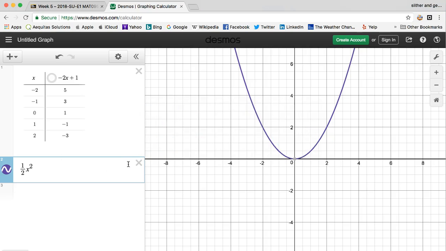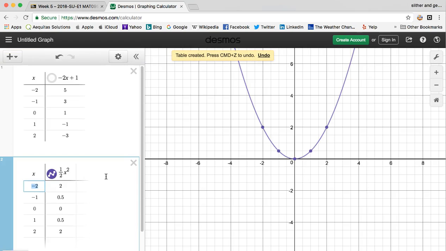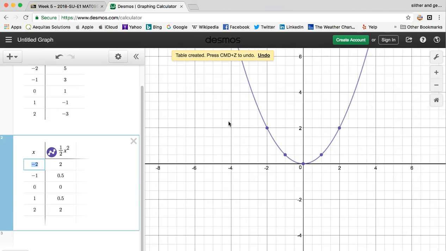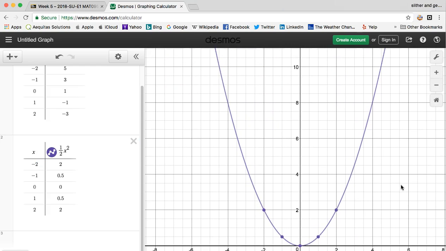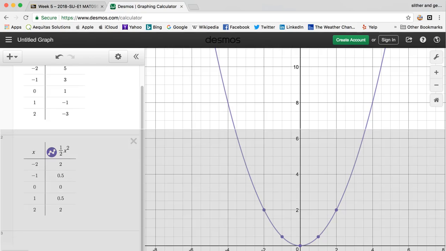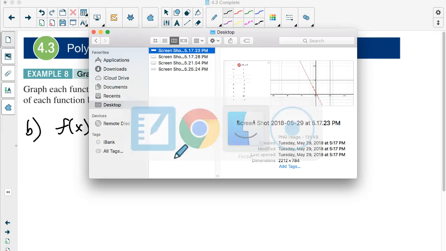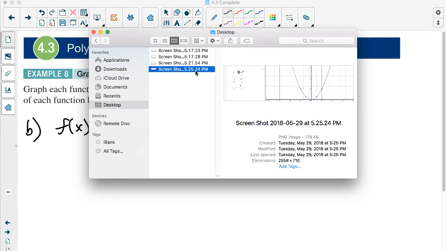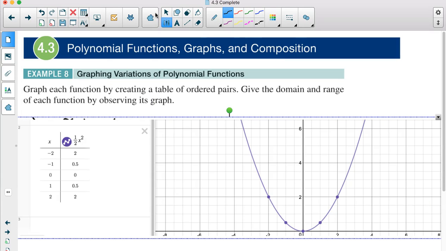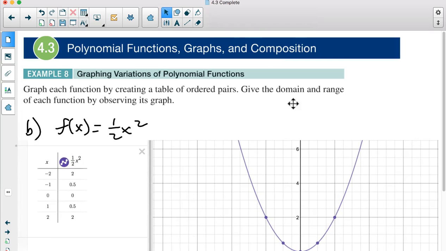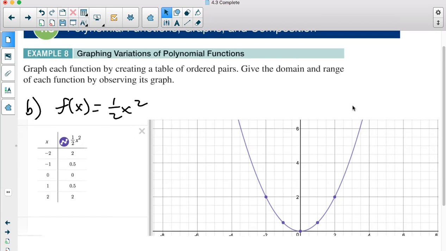Good, good. Great, and then if you want to put a table, go like this, table, voila, and then we get a table with it as well. Let me put it just like this. And again, I want to go ahead and take a little screenshot of this here. There it is. Okay, so if we look at this here, again, the question is, what is the domain and the range?